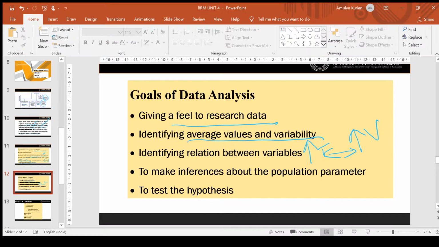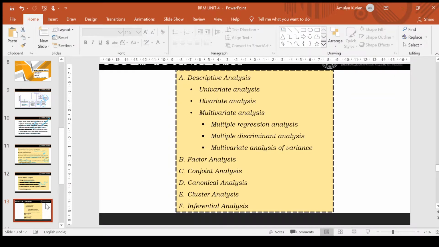Now coming to different types of analysis. There are 7 major analyses. First one is descriptive analysis. Second one is factor. Third, conjoint. Fourth, canonical. Fifth one, cluster. Sixth one, inferential. What do you mean by descriptive analysis?